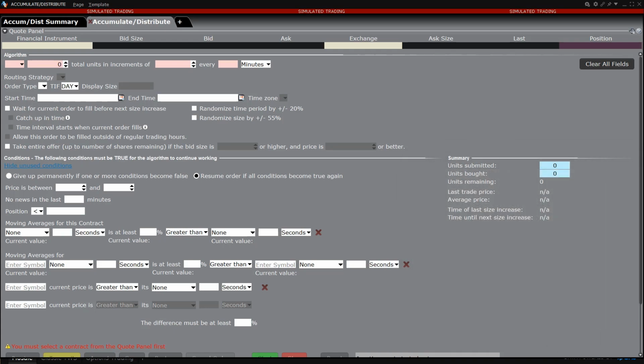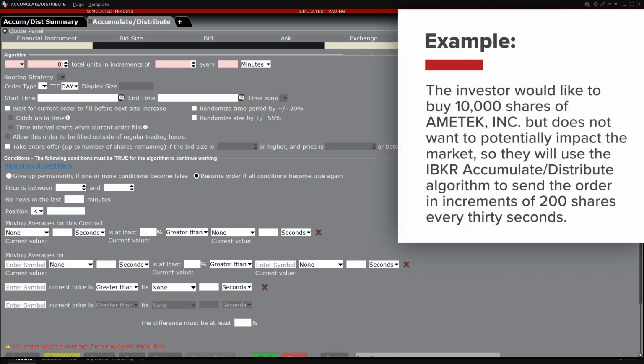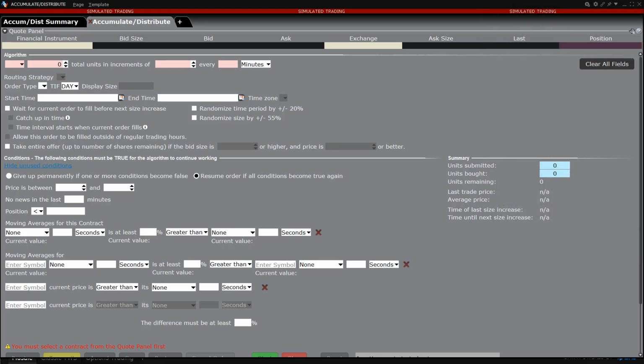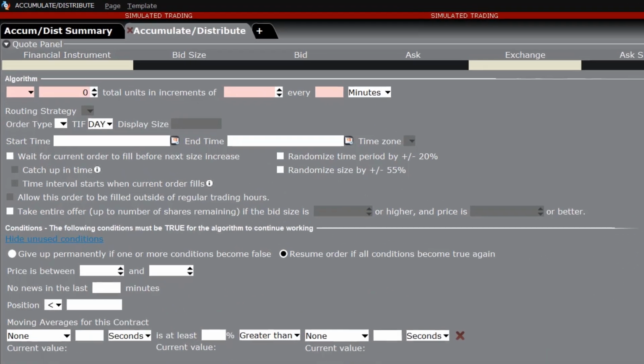The investor would like to buy 10,000 shares of Amitech Inc., but does not want to potentially impact the market. So, they will use the Interactive Brokers Accumulate Distribute algorithm to send the order in increments of 200 shares every 30 seconds. If each incremental order is filled immediately, then the total order would be filled in 25 minutes.